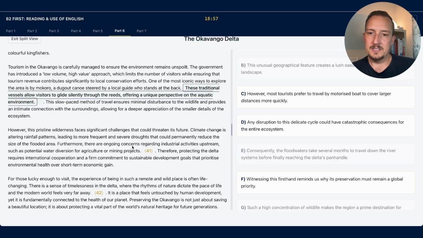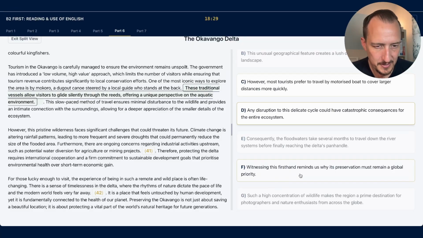Furthermore, there are ongoing concerns regarding industrial activities upstream, such as potential water diversion for agriculture or mining projects. Okay. Therefore, oh good, so we've got a therefore, so there's some form of consequence we need to think about from one of these. Therefore, protecting the delta requires international cooperation. Okay, let's take a look at D. Any disruption to this delicate cycle could have catastrophic... Looks good. Witnessing this firsthand reminds us why its preservation must remain.